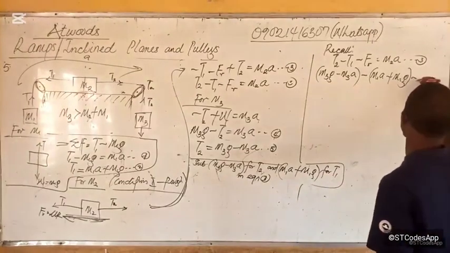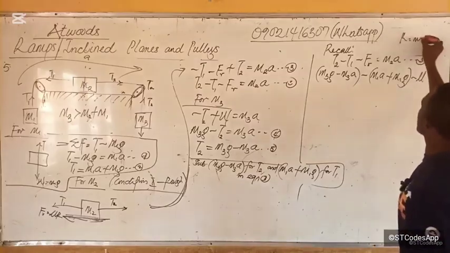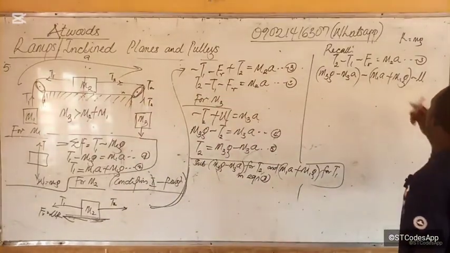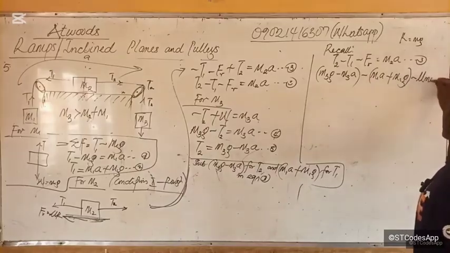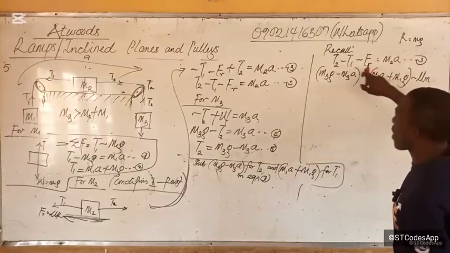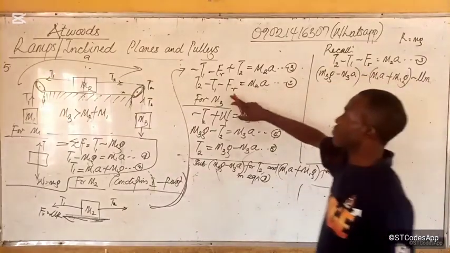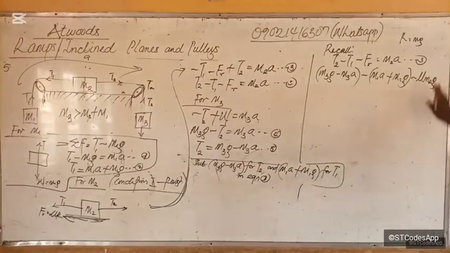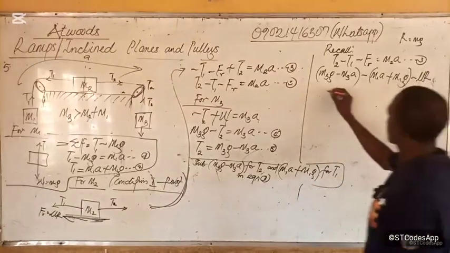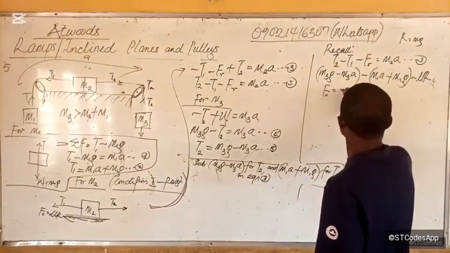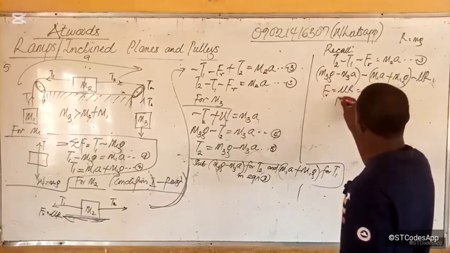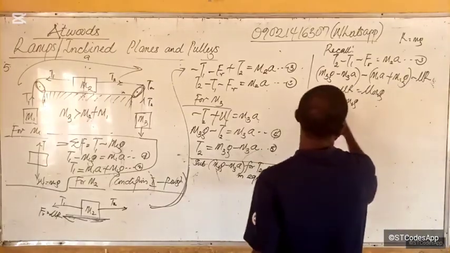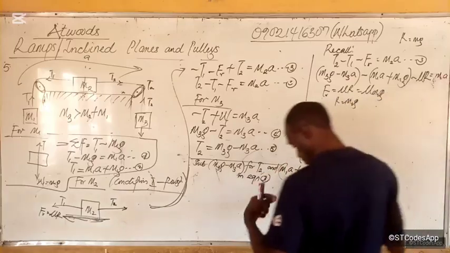And F sub r is mu R, and R equals mg in this case because there is no inclination, no angle of inclination. So here is mu mg that we have. But F sub r here, let's not make the mistake, F sub r here is for m2. So that will be m2g. I hope that is clear. Given that F sub r equals mu R, and since R is equal to m2g, that will be mu m2g. So everything here will be equal to m2a.